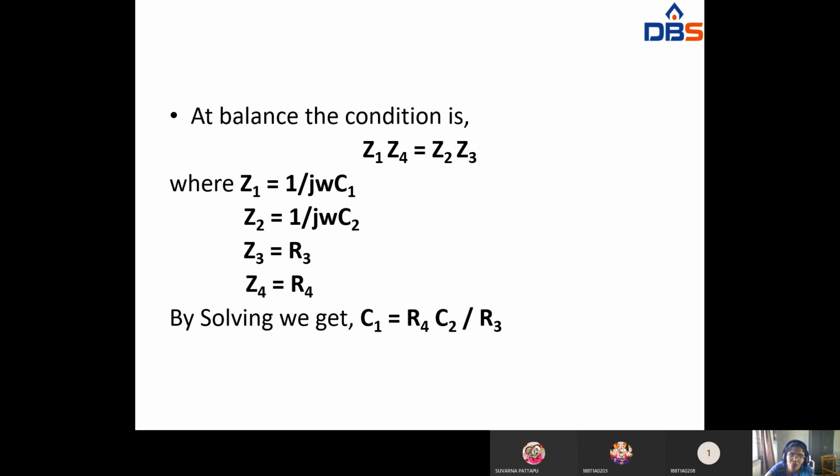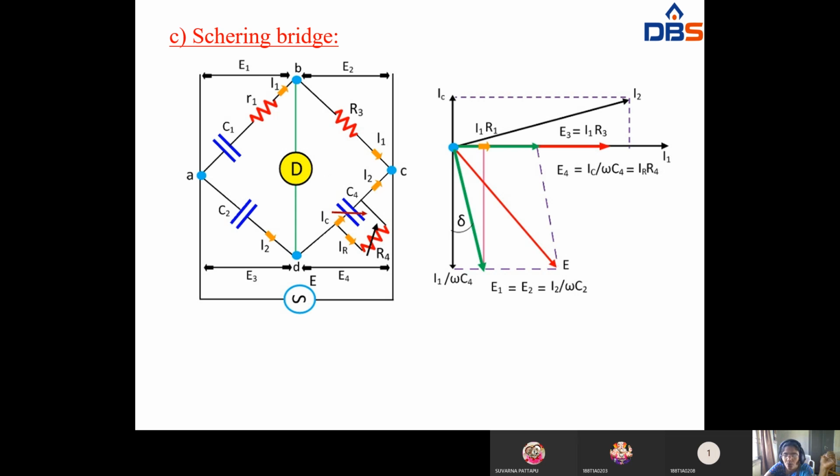This is the Schering bridge construction. It is also an AC bridge used to find the unknown capacitance value. Any bridge is formed using four arms, here AB, BC, CD, AD. Using these four arms you can form the Schering bridge. In arm AB you connect the capacitor C1 and its internal resistance R1, and in arm BC you connect the resistor R3. In arm AD you connect C2. Here the unknown capacitance is C1. In arm CD you connect the parallel combination of a variable capacitor and a variable resistor.